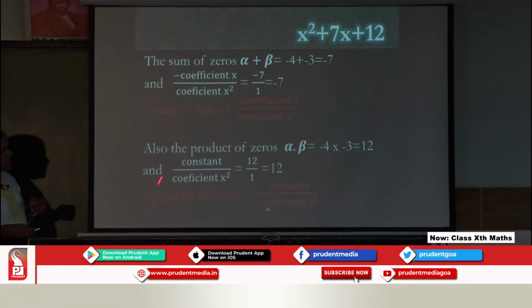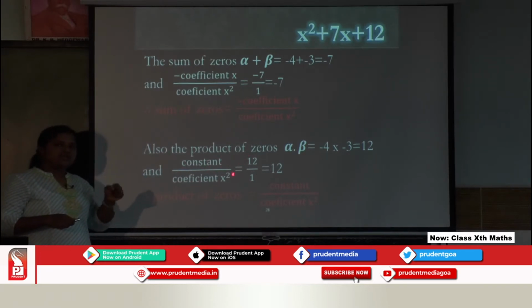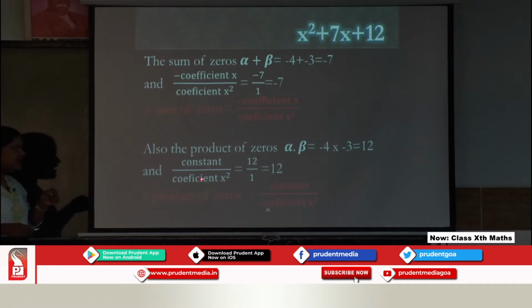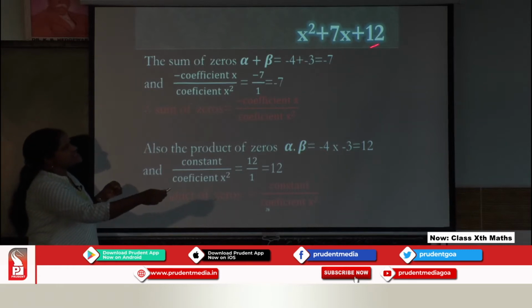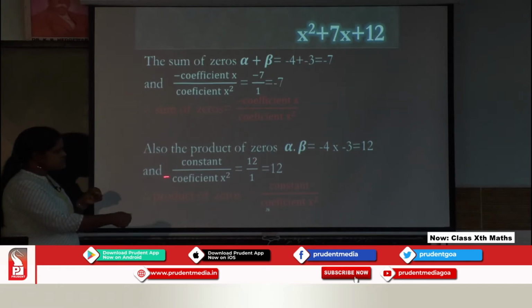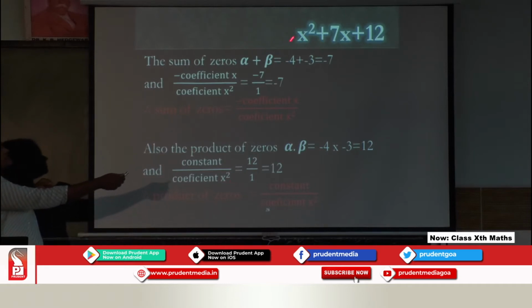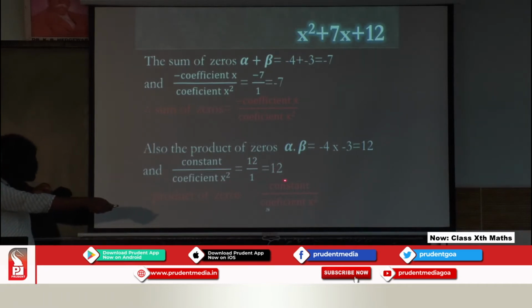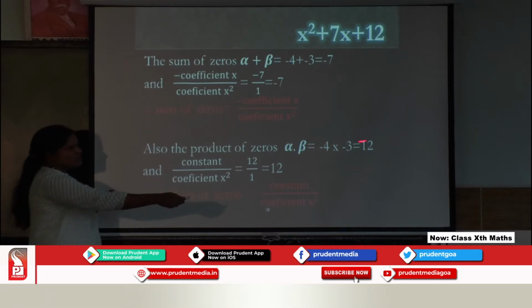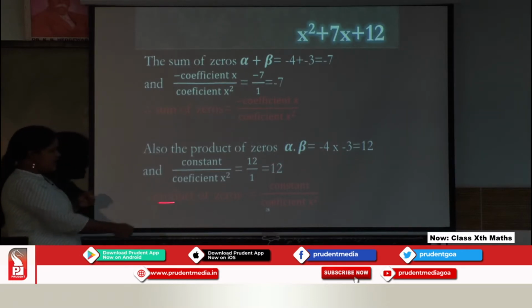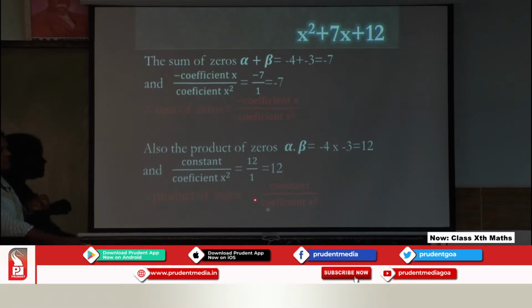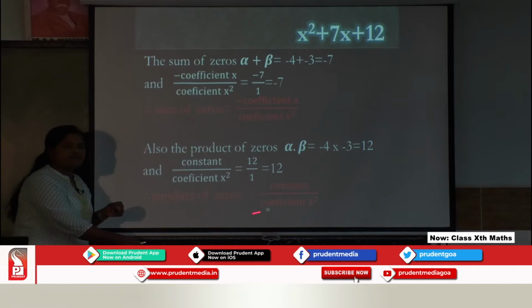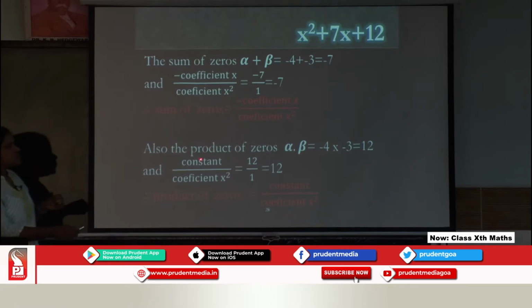Okay. Now, suppose I apply the formula. What is the formula for the product of zeros? It is c upon a, where c means constant and a is the coefficient of x square. So, if you see in this equation, the constant is the last term, 12. So, I place it over here. The coefficient of x square here is 1. So, 12 upon 1 is 12. Again, both answers are the same. Therefore, I conclude that the product of zeros is equal to constant upon coefficient of x square. So, this is the method to verify the problem.